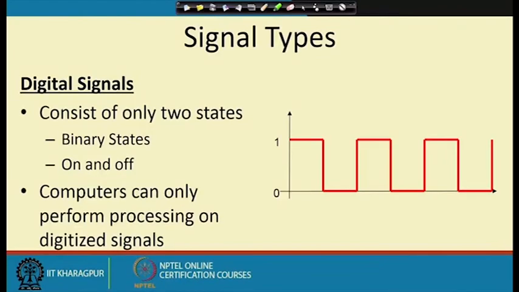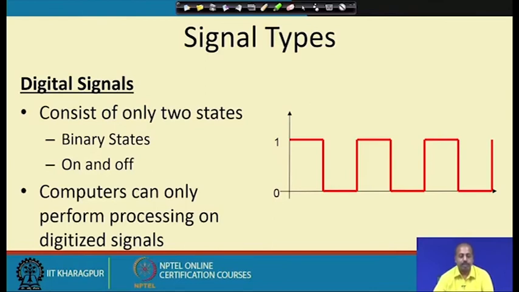Another type of signal that we know is the digital signal, that consists of only two states, binary states or on off states. They are either low or high, often represented as 0 or 1, or on and off. Computers can only perform processing on digitized signals. So, that is the problem: we have these digital signals only in the computer system.